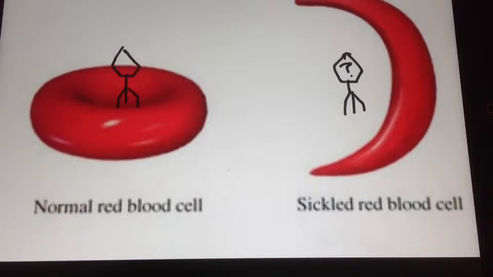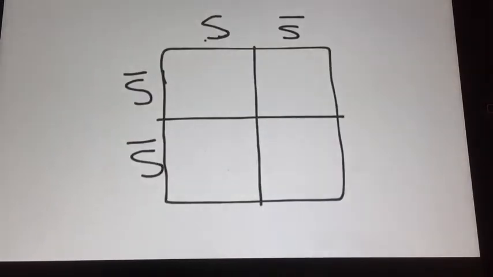The parasite that spreads malaria can attach to normal red blood cells. However, it cannot attach to sickle red blood cells, thus giving the person with a heterozygous genotype for sickle red blood cells a degree of immunity against malaria. Here is a Punnett square showing the person who is heterozygous for the trait and the person who has sickle cell anemia.